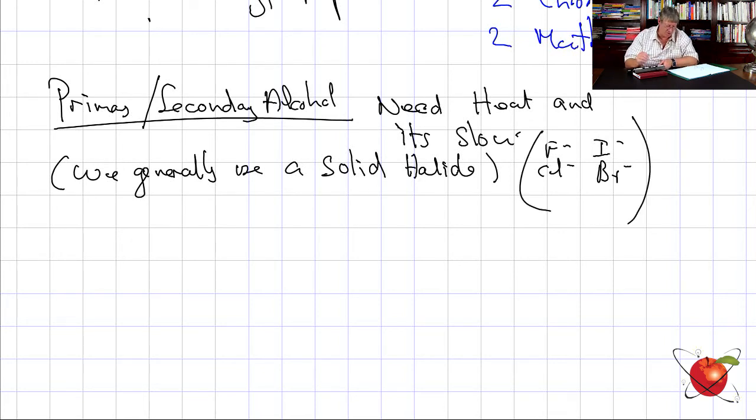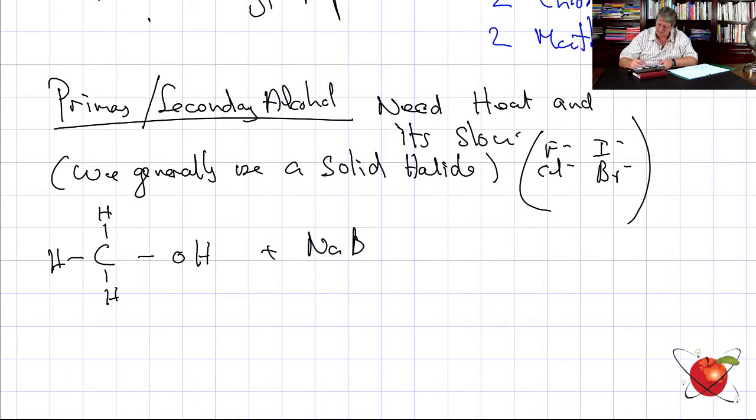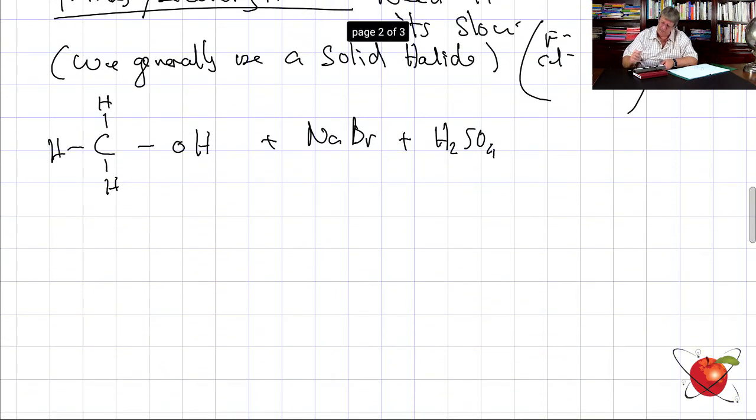So I'm going to use methanol, CH3OH. I'm just using the smaller ones like so. Plus, we use the solid halide, NaBr plus H2SO4. No, we don't use HCl because it could mess it up with the chlorine going and landing on there. So what happens here?